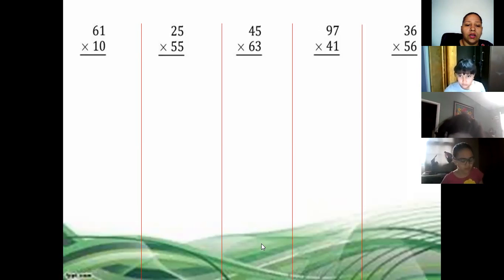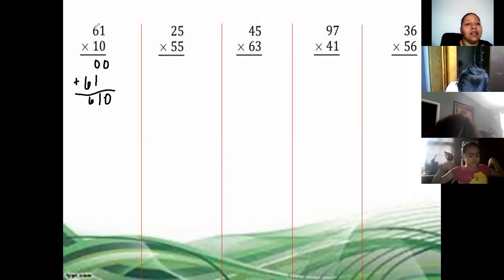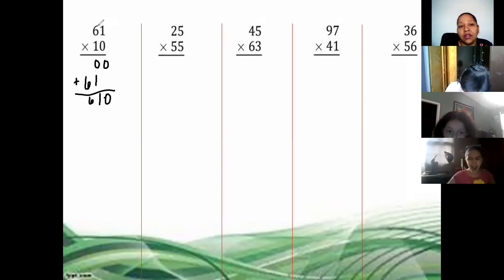Over there, if you see, we have 61 times 10. So it's not 60. Someone sent me a message saying, no, no, no. It's 0 times 1, 0. 0 times 6, 0. 1 times 1, 1. 1 times 6, 6. So you see, I have 0, 1, and 0, 1, and 6. That is the right answer. In this case, I didn't need to regroup because the numbers were easy to do.